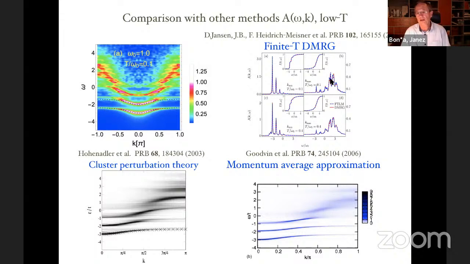So this is the comparison. Blue is our approach, finite temperature Lanczos with this variational space, and the other is DMRG. So this looks good.